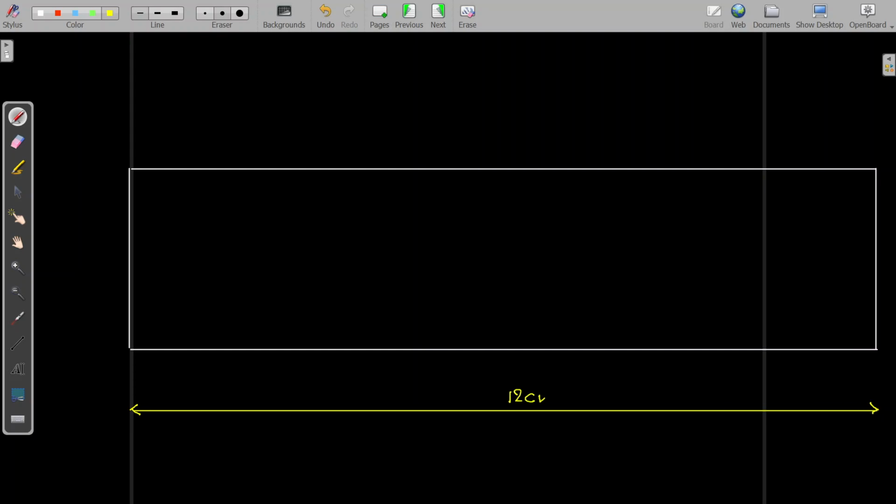This 12 centimeter is representing a length of 6 kilometer. Now when we have to represent an individual kilometer, obviously we have to divide it into 6 parts. Why? Because the whole length is representing 6 kilometer. So for getting 1 kilometer length, or an individual kilometer length, we have to divide it into 6 equal parts.